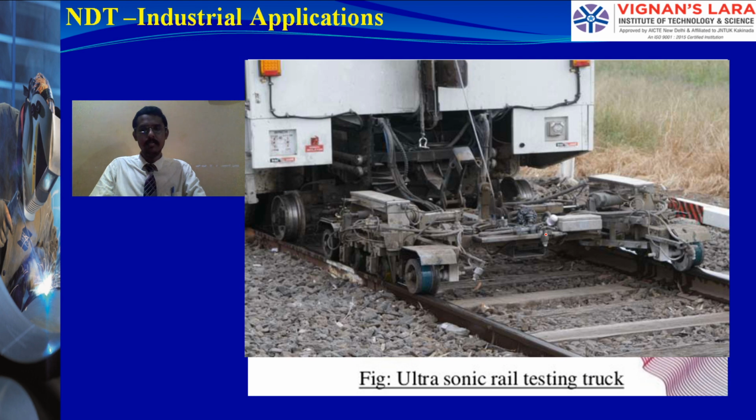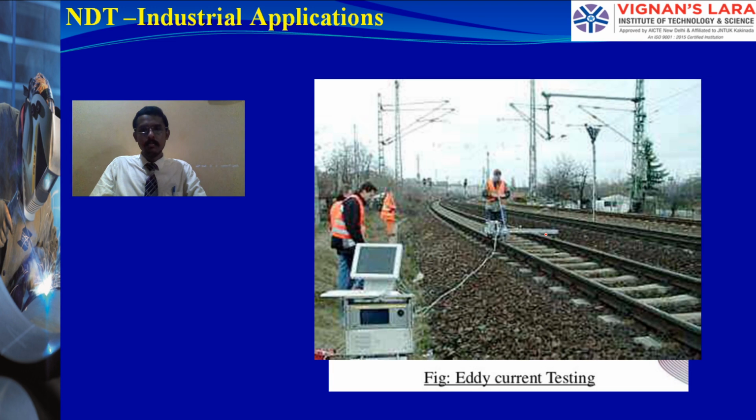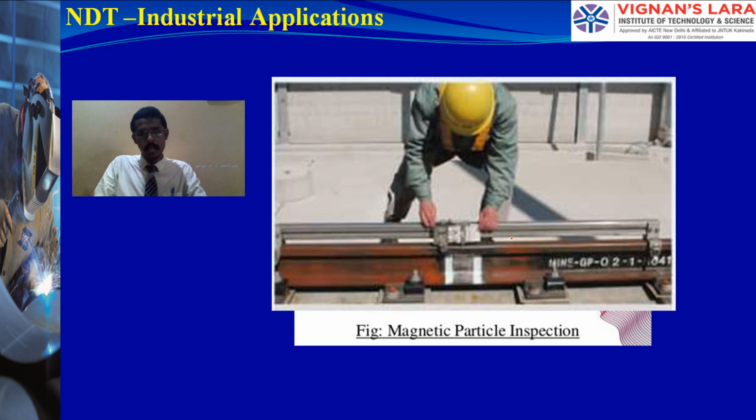See some of the ultrasonic rail testing automated setups. Similarly, not only ultrasonic, sometimes eddy current inspections can also be done. So in this picture, on the right side, they are using eddy current testing on the tracks. It means we are using multiple inspection methodologies based upon the requirements. Here they are using magnetic particle inspection in this picture.